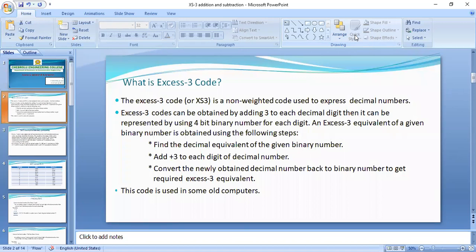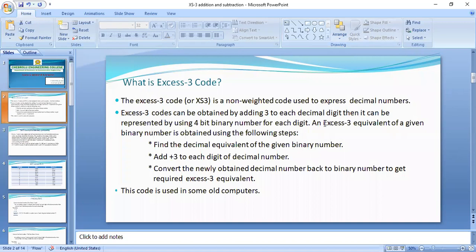XS3 code is a non-weighted code. Non-weighted means it doesn't have positions, it doesn't follow positional weights. Actually, XS3 code is used to represent decimal numbers. It is used in old computers.